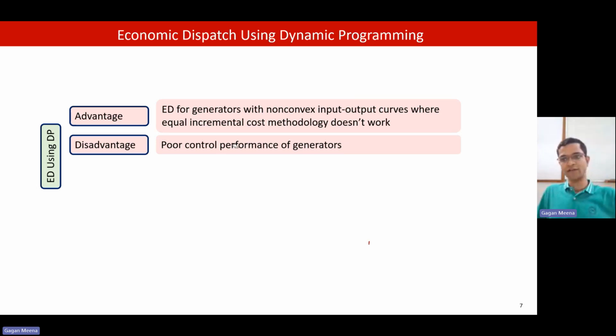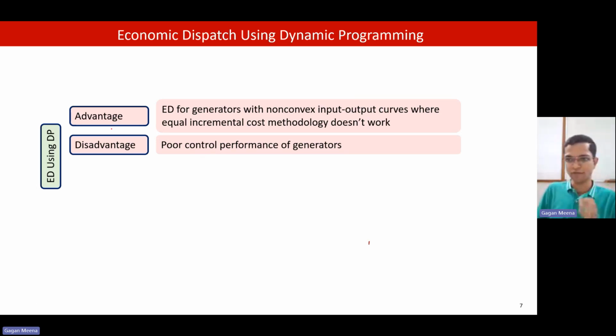And that's why we are going to see dynamic programming. But one disadvantage of this dynamic programming or this economic dispatch problem in its nascent or primitive form, where we have not considered any kind of time coupling, is that it leads to poor control performance of generators. That we will see further.